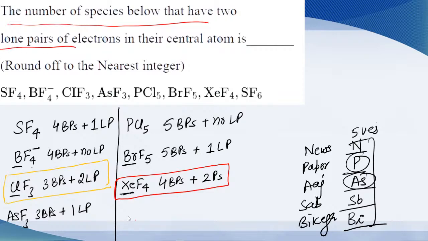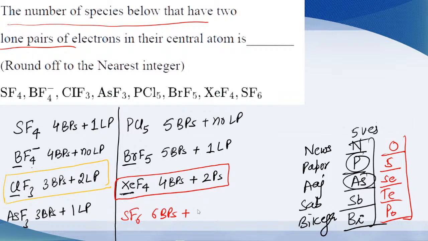Now last one is SF6, 6 bond pairs, and sulfur has 6 valence electrons. So no lone pair. That means there are only 2 species that have 2 lone pairs in their central atom, that is 2.